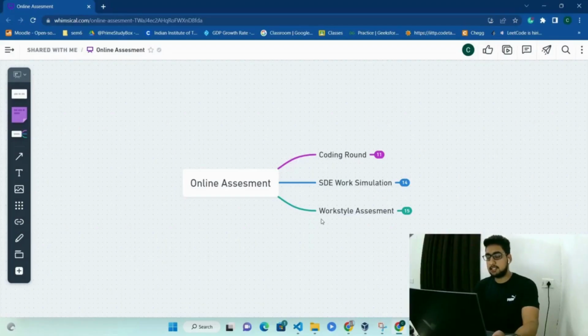The assessment will consist of 3 parts. The very first part will be the coding round. Then comes the SDE Work simulation, and finally you will have the Workstyle assessment.